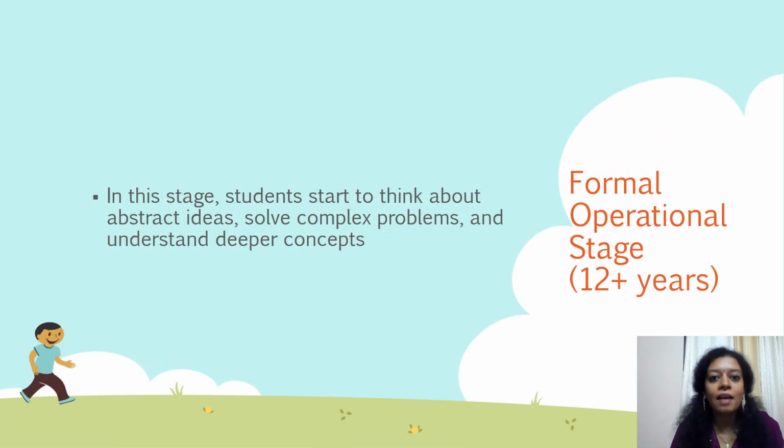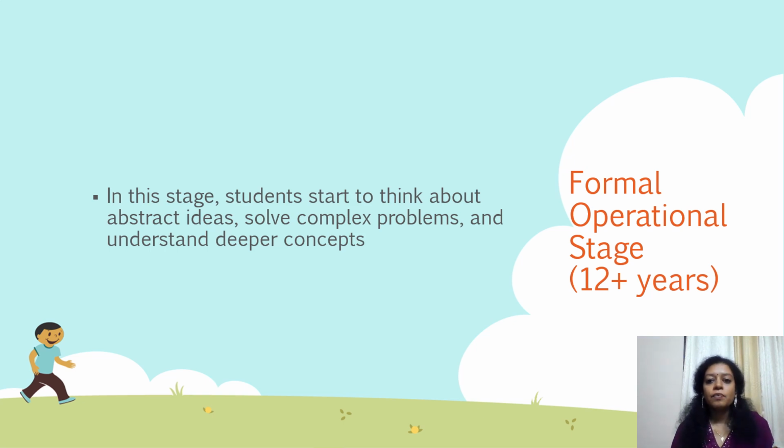And finally, we have the formal operational stage, starting from age 11 plus or 12 plus. At this stage, students can think abstractly and handle complex or hypothetical situations. They are able to reason and apply ideas in various ways.